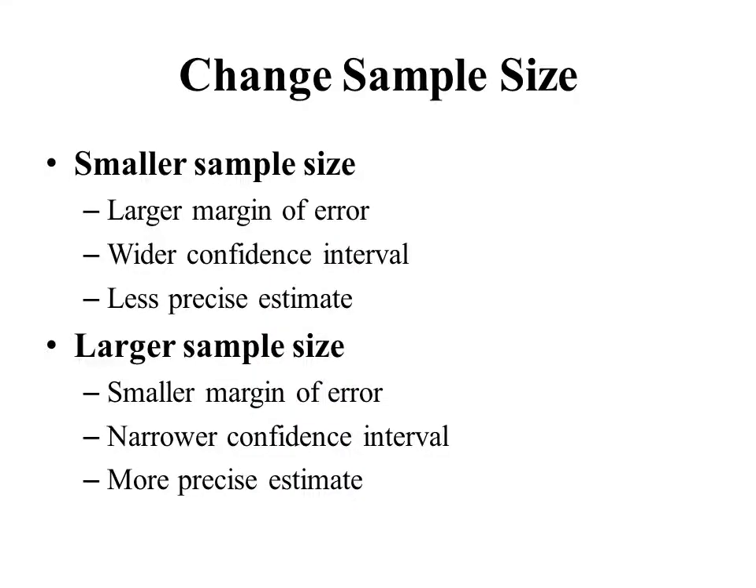So the point here is that if we have a smaller sample size, we have a larger margin of error, which means a wider confidence interval and a less precise estimate. If we have a large sample size, that gives us a smaller margin of error, a narrower confidence interval, and a more precise estimate. And so we see that the precision of our estimate is affected by a lot of different things. We have the confidence level, we have the sample standard deviation, and we have the sample size. Those all affect the margin of error.